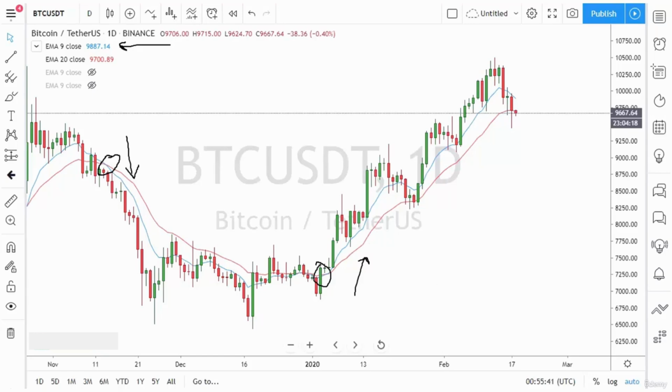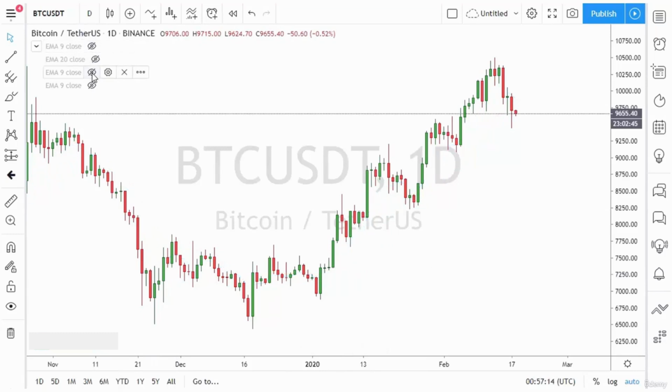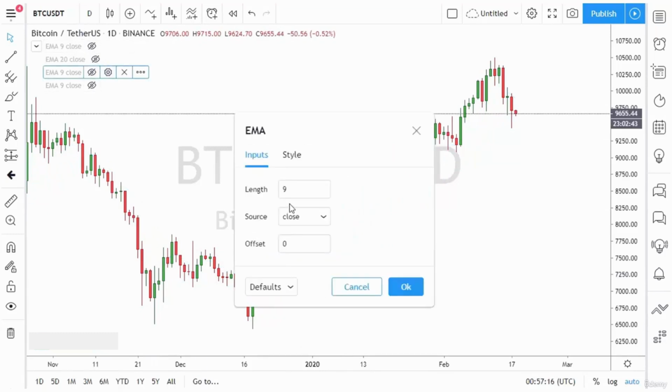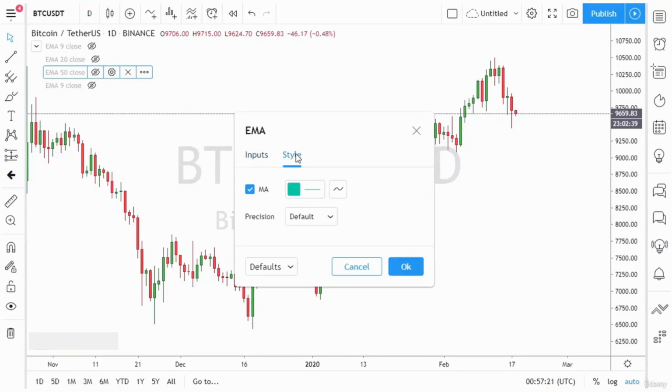There are a couple of special moving average crossovers, and I'll go ahead and show you those now. In order to see these, we will need the 50-day EMA.